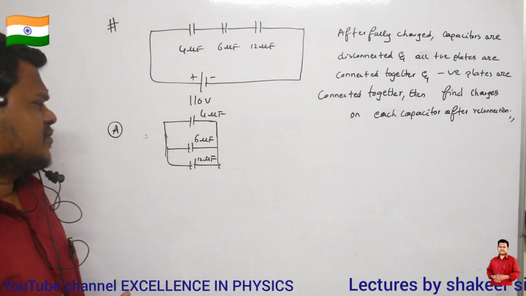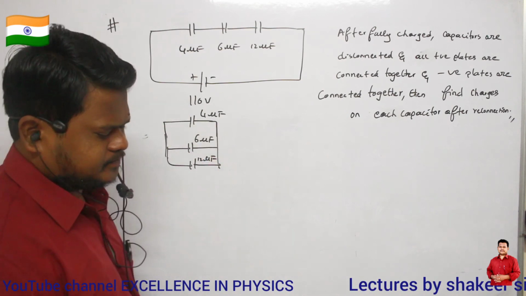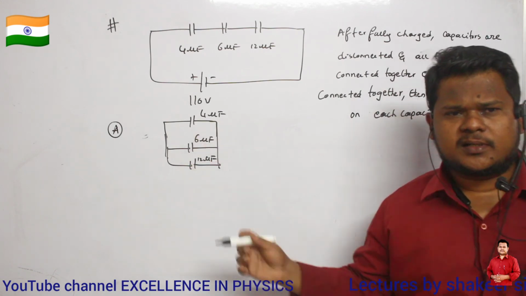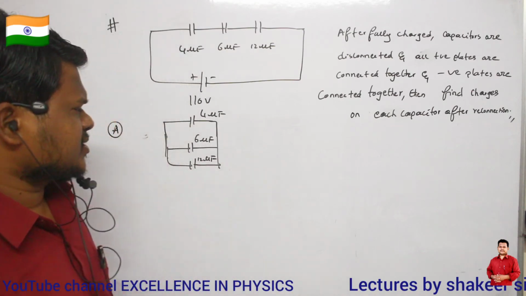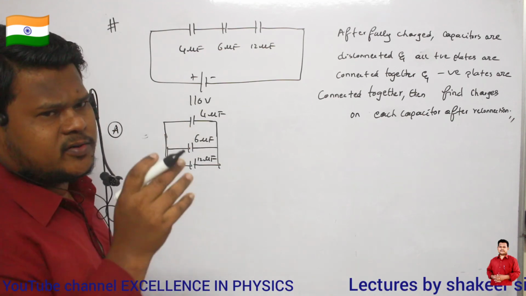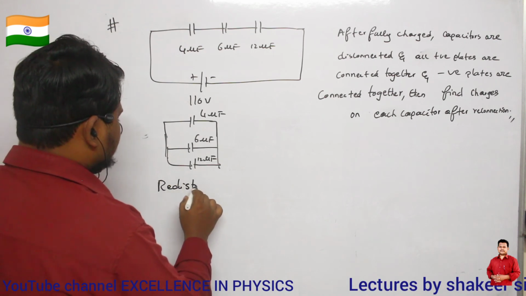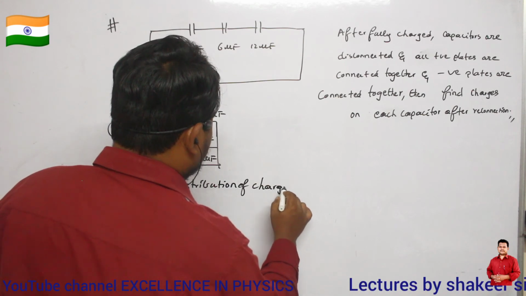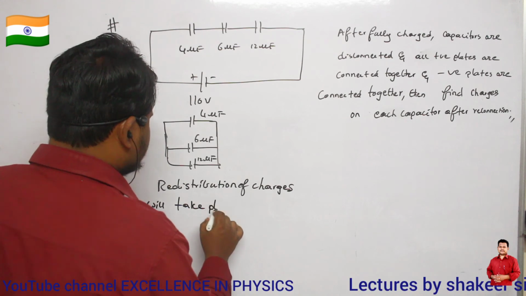See, ma, if they are connecting them in this type of connection, immediately what do you understand? If I am connecting capacitors in parallel connection, immediately what do you understand? We have to understand that because they are connected in parallel, all the capacitors will go into common potential. Therefore, redistribution of charges will take place.